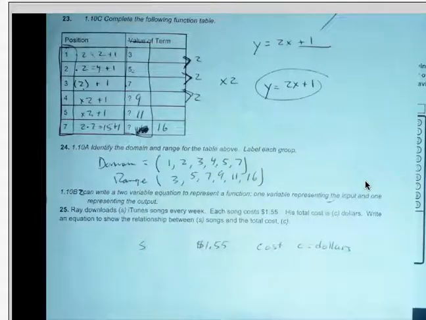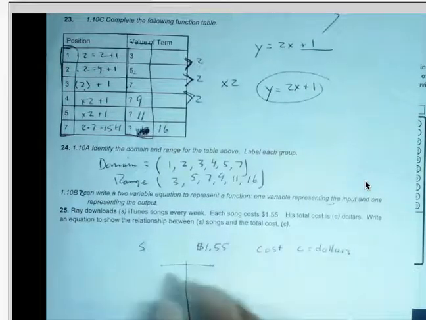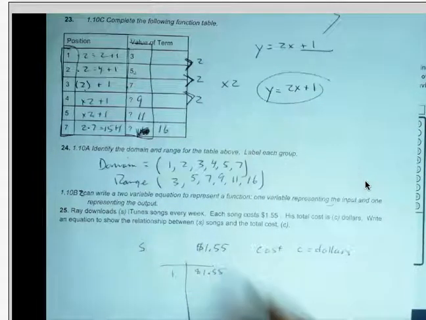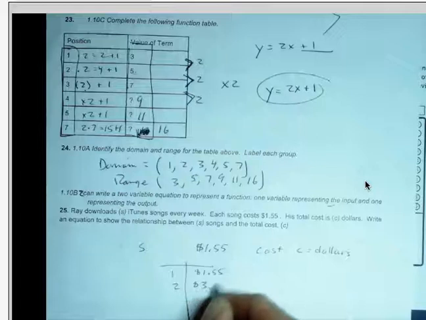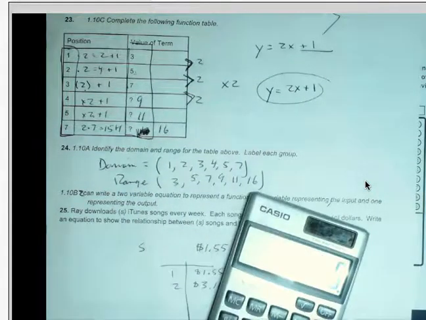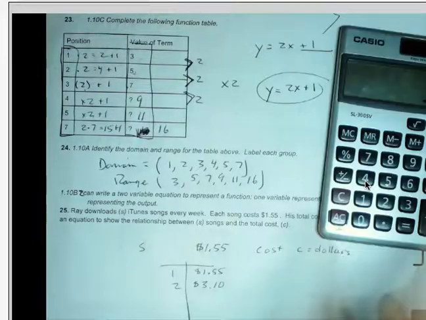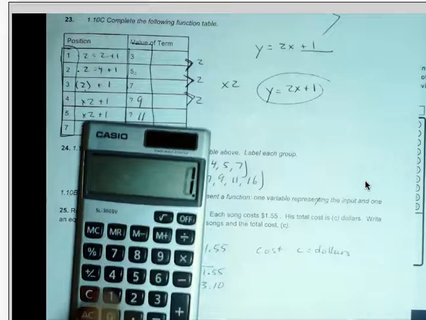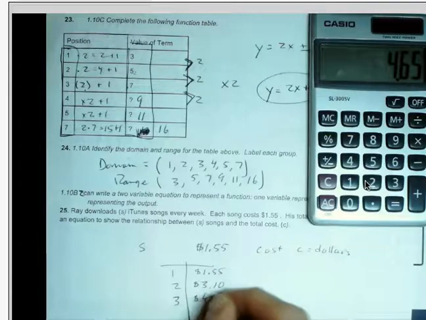All right, I don't even know where to start here. Write an equation to show the relationship between S songs and the total cost. Well, if I don't know where to start, I just make a table. Now think about it. What if it was one song? One song would cost $1.55, right? Two songs would cost $3.10. Let's just make sure I'm adding right. 1.55 times 2, yeah, $3.10. So 3 is going to be 1.55 times 3, $4.65, and so on.